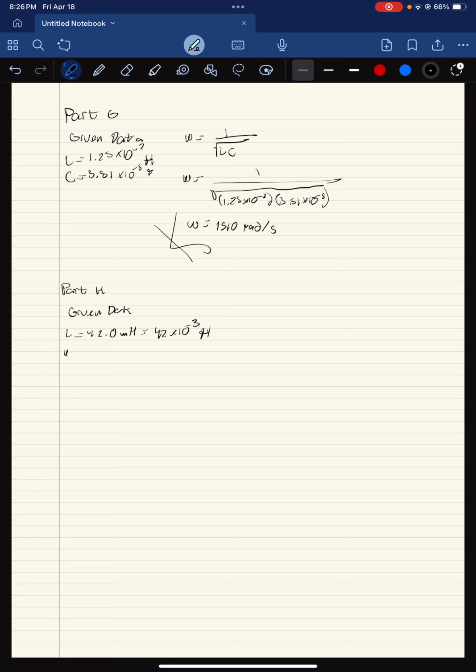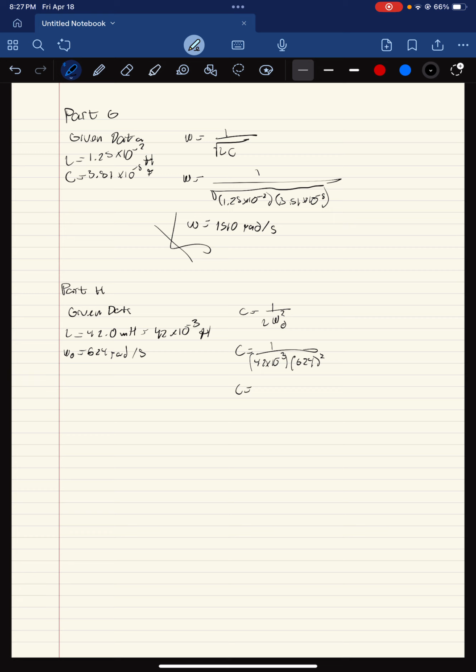All right, and the angular frequency, 624 radians per second. Perfect. The capacitance formula is 1 over the inductance multiplied by the initial angular frequency squared. All right, yeah. Okay. Now, solve it. So, 42.0 times 10 to the negative 3 multiplied by 624 squared.